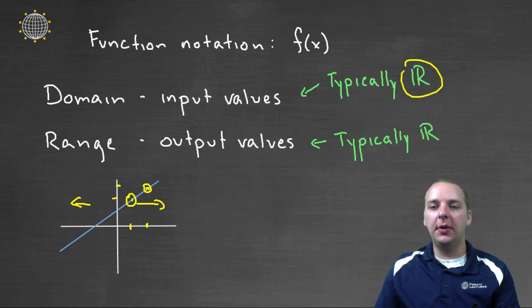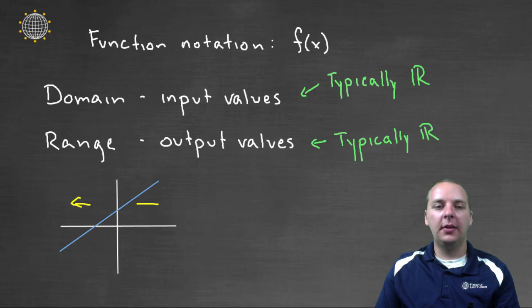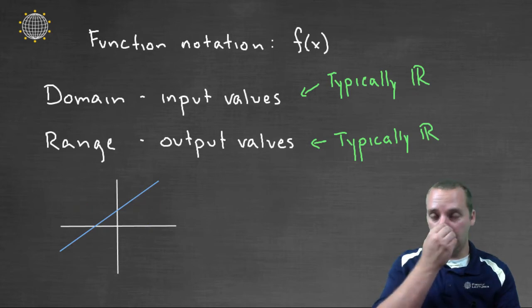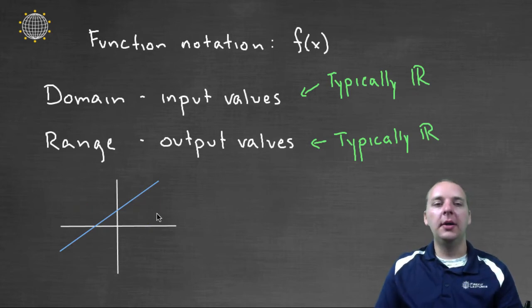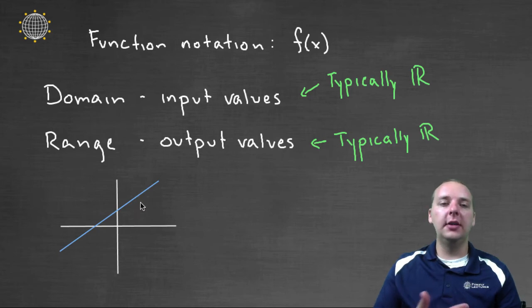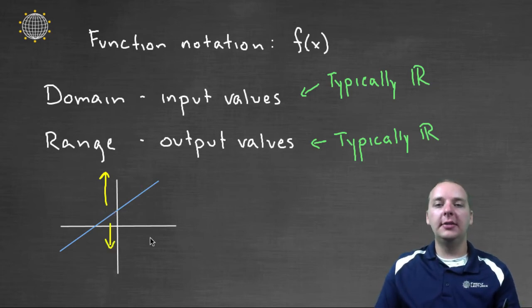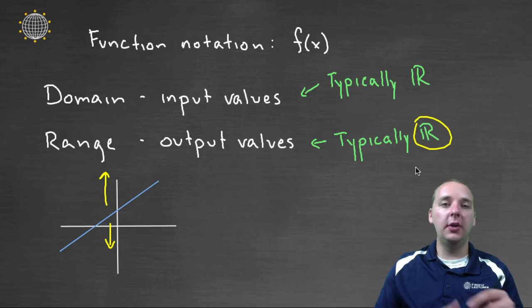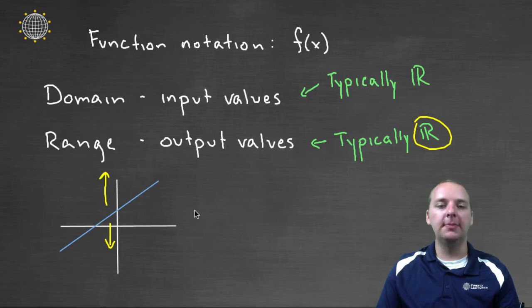Now let me erase that real quick, and let's talk about the range. The range is also, unfortunately, pretty boring as well, because look at the y values that you get out of a function. Lines typically go up forever and they go down forever. So your range is typically all real numbers as well. You get all the y values for your outputs.